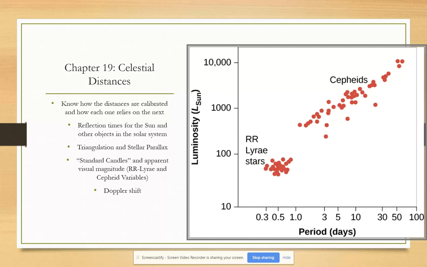Take the next closest thing, Proxima Centauri, 4.3 light years away. So you send out your radar signal and you wait 8.6 years for it to return. How strong is it going to be? It's not going to be strong enough for us to measure. So we can't use it for those things. So we have to go to something else.